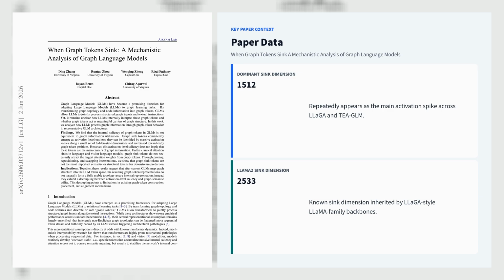Direct interventions reinforce the same conclusion. Pruning the top two sync tokens barely changes node classification or link prediction, while removing random non-sync tokens can be more harmful, and moving sync tokens to the front in LLaGA produces only minor shifts. The key result is a decoupling between activation-level saliency and graph semantic utility, suggesting that current graph token construction and alignment methods do not reliably produce topology-aware internal representations inside the LLM.